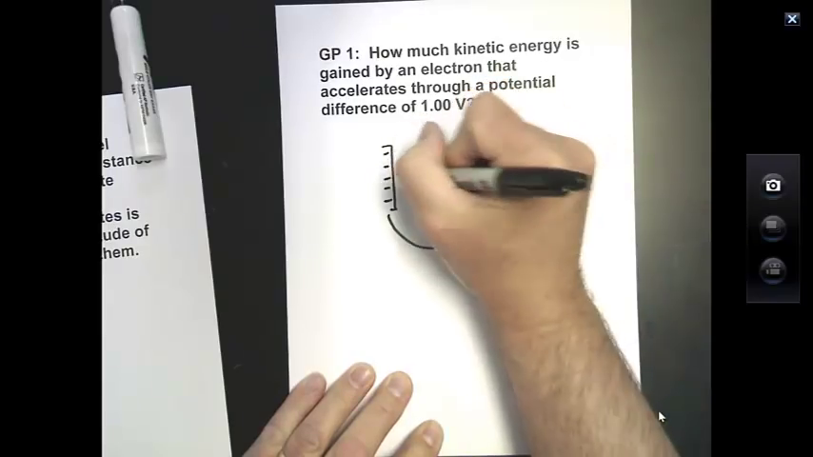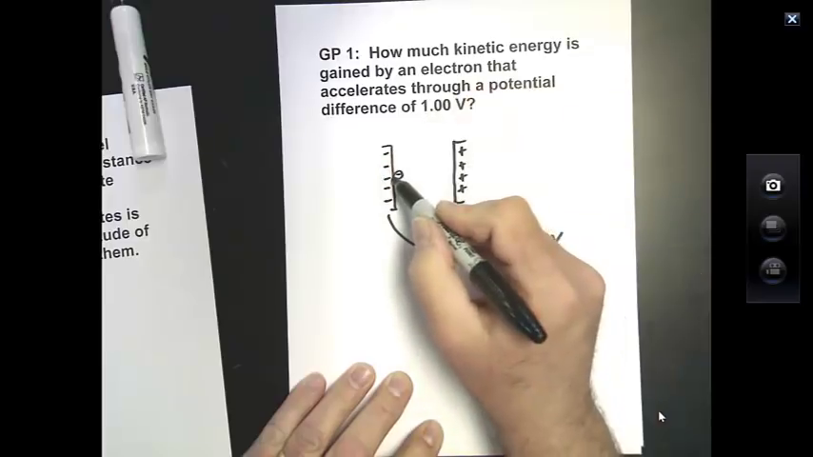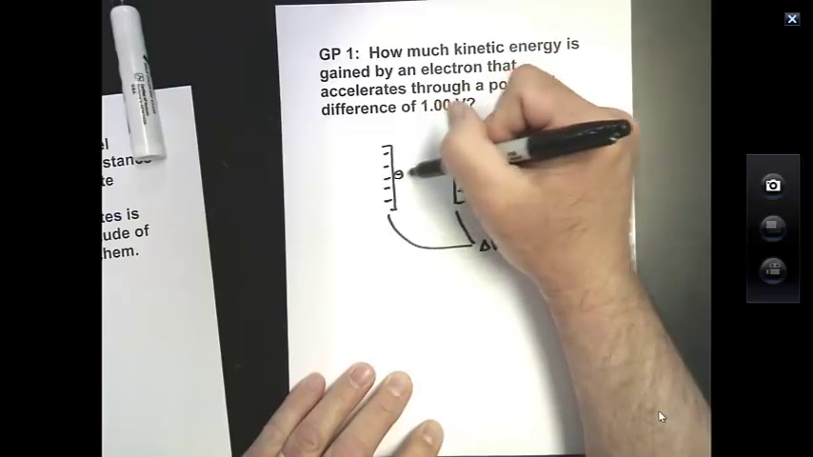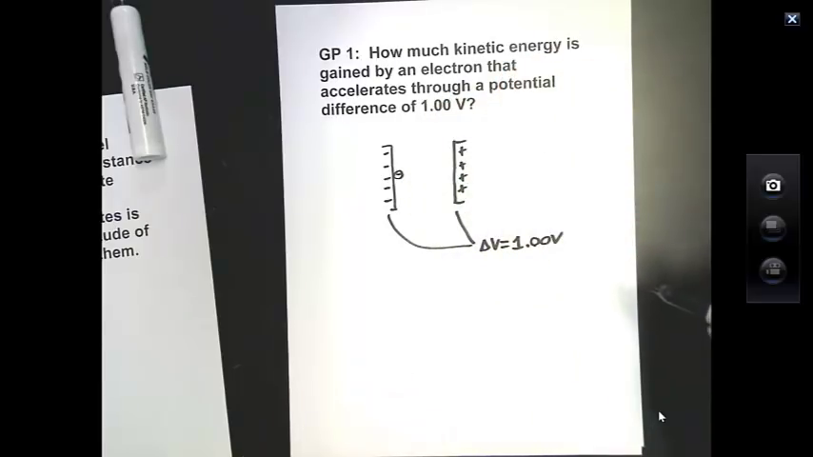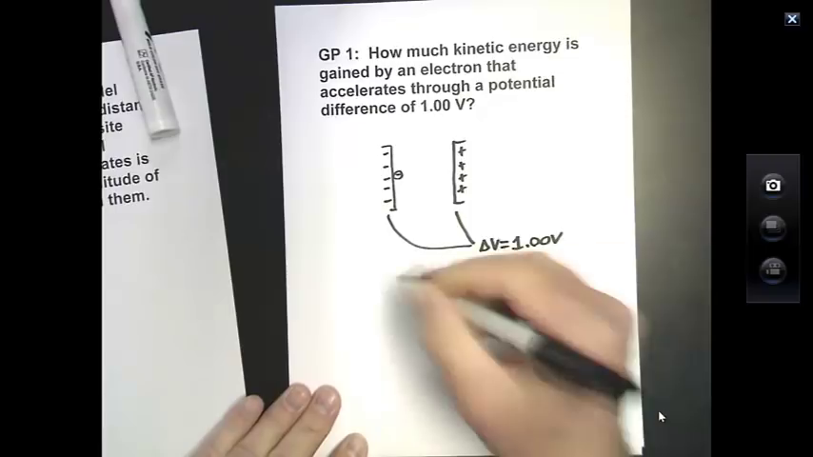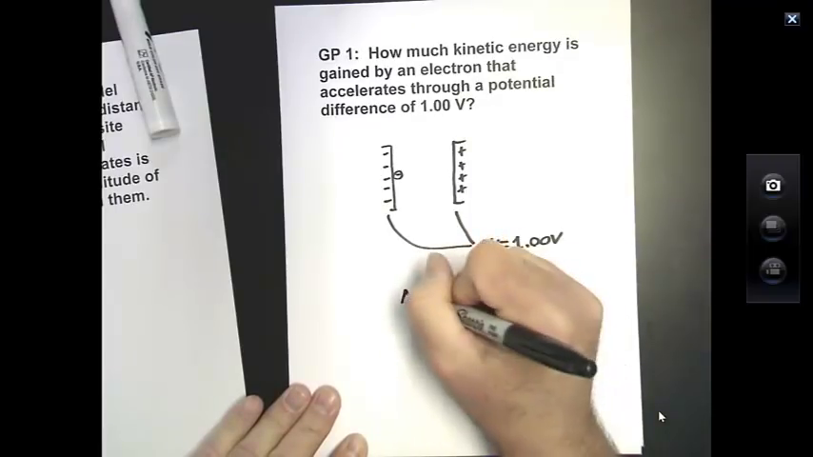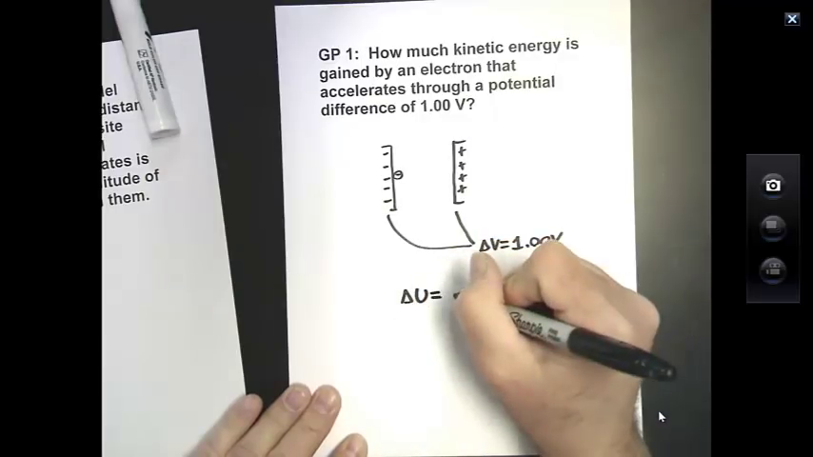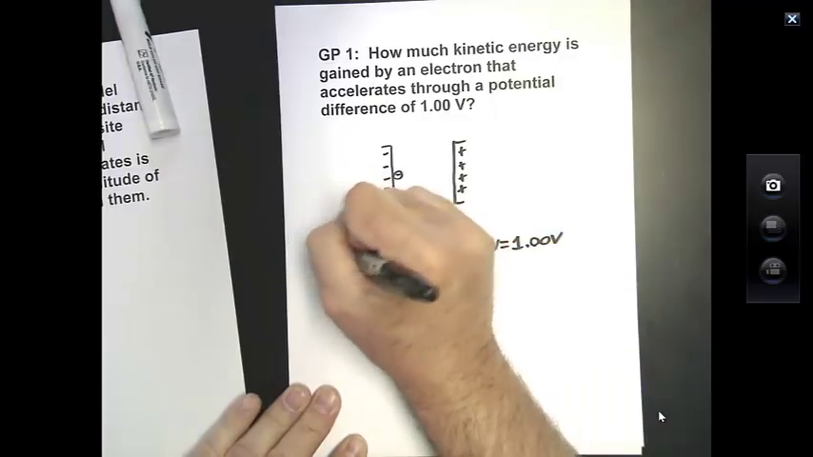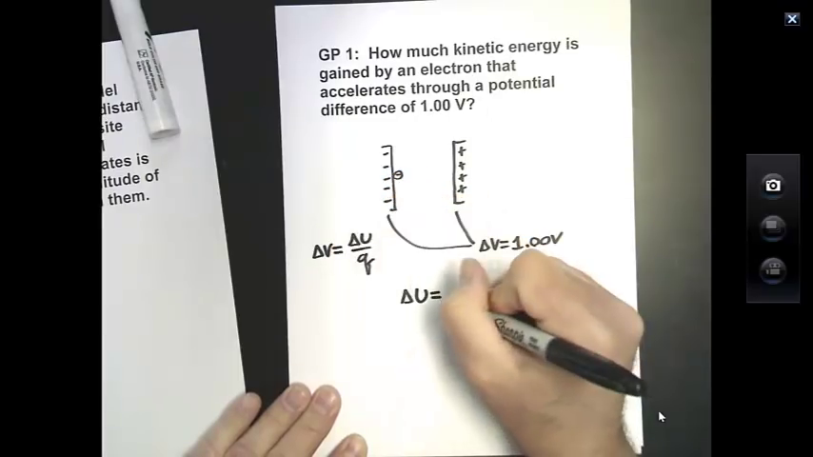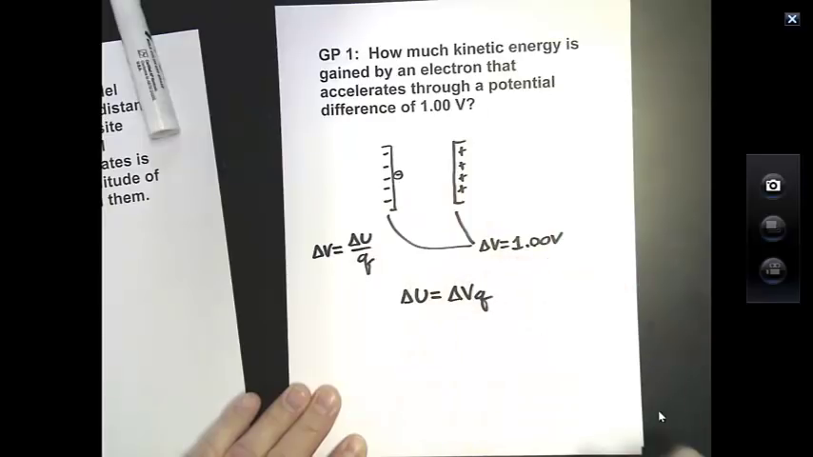If I take an electron and set him right here, he's going to fly over to the other side. In essence, what happens is he loses some potential energy and it turns into kinetic energy. So this is kind of a law of conservation of energy thing. So we say, okay, how much potential energy does he lose? Like we said in the last problem, delta V equals delta U over Q. So delta U equals delta V times Q.